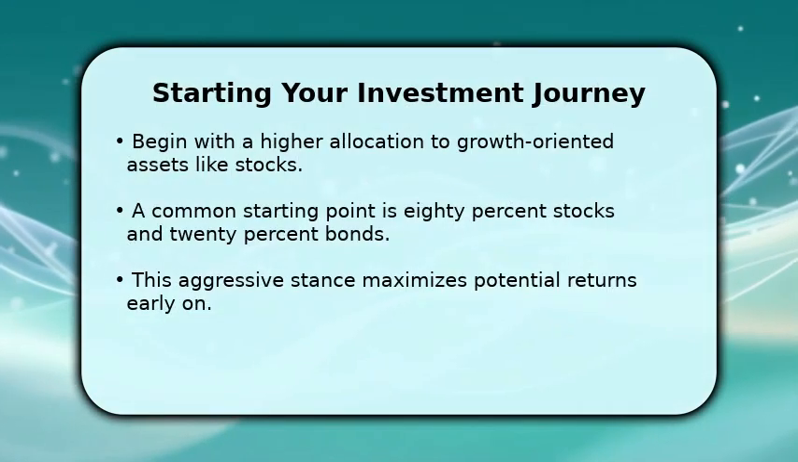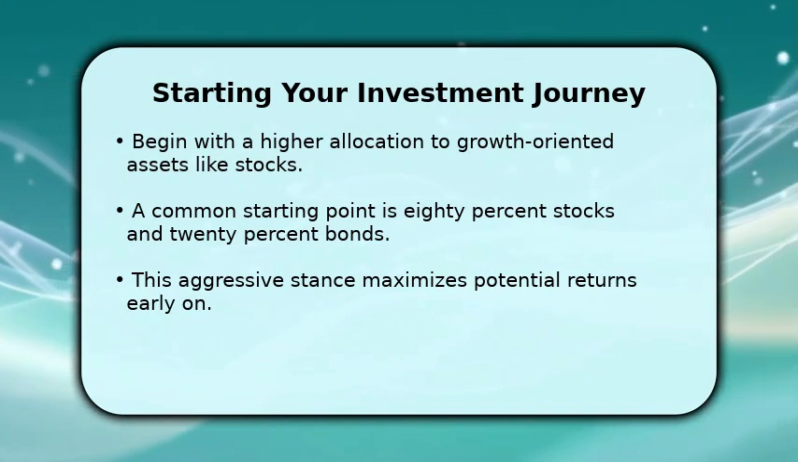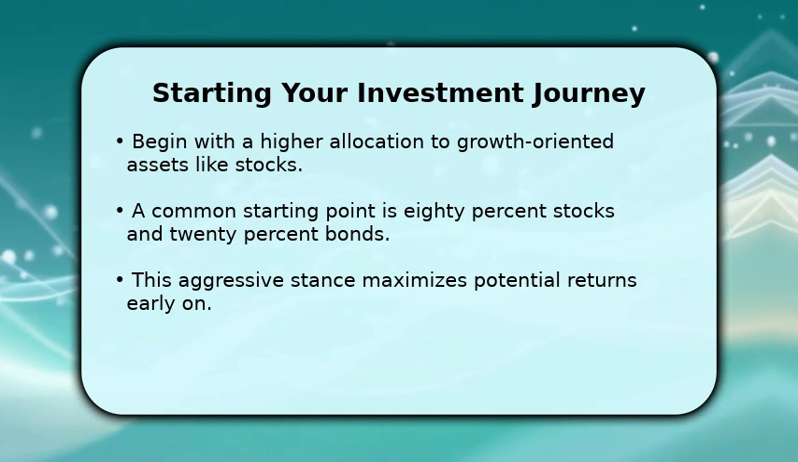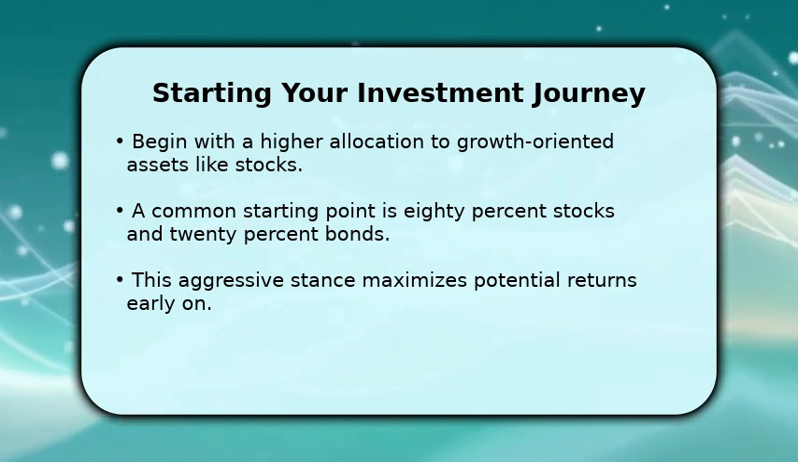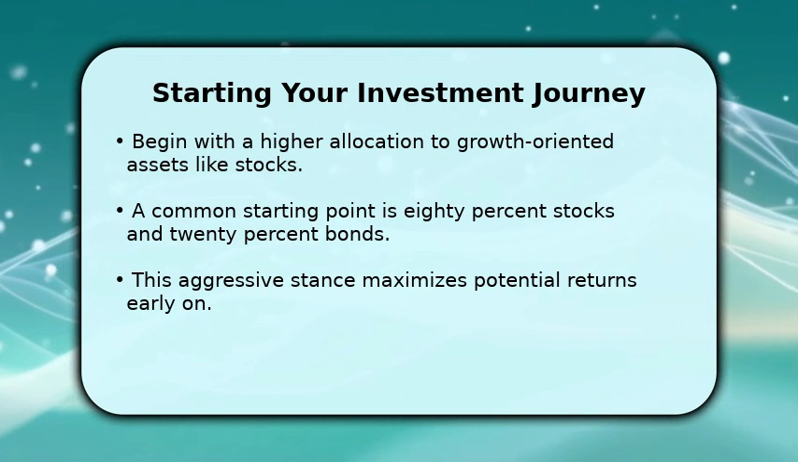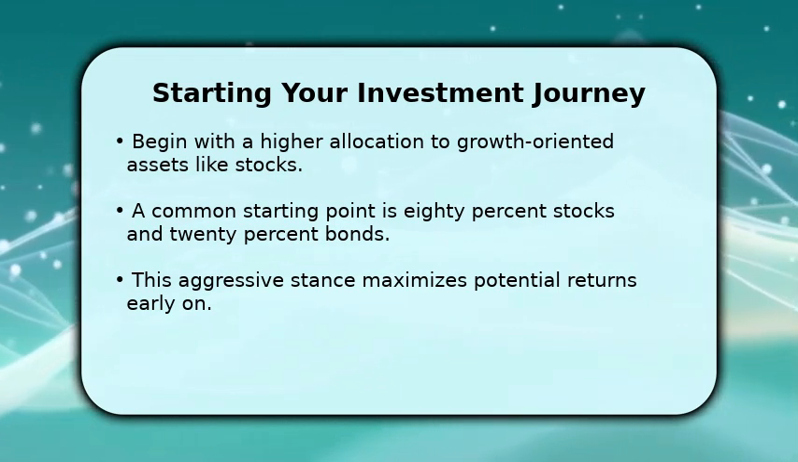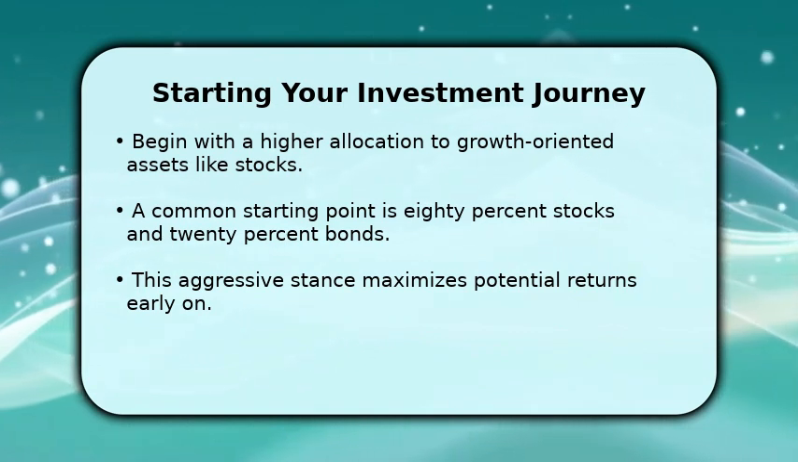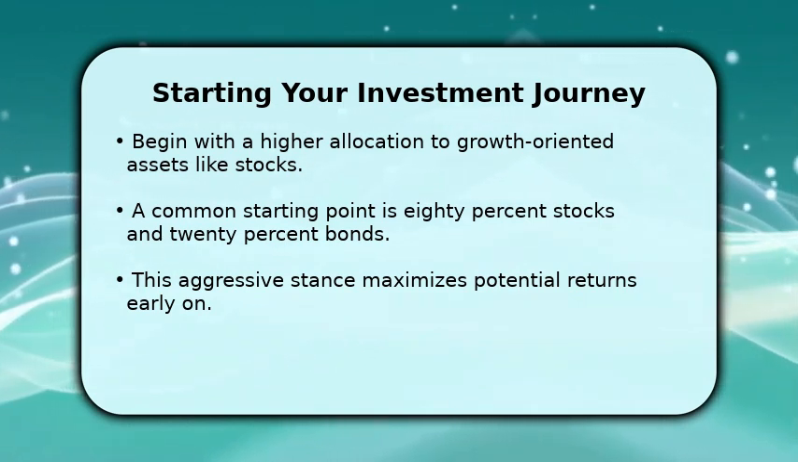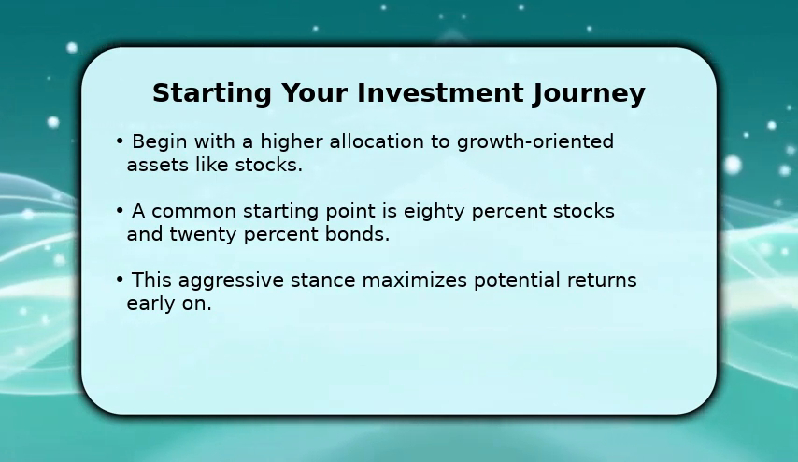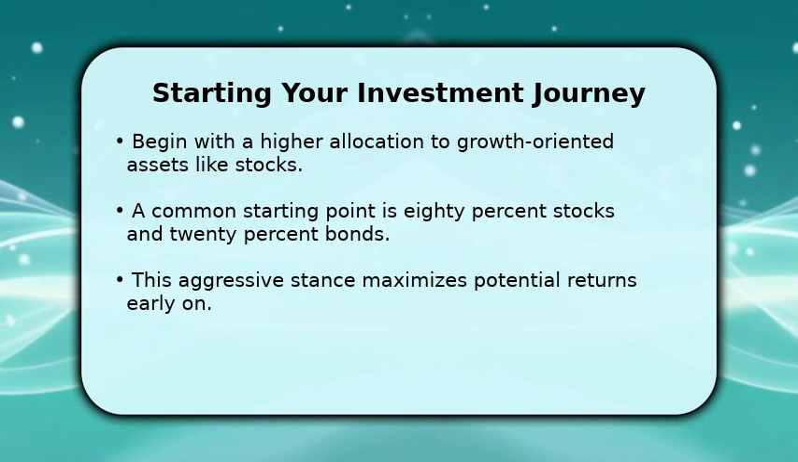To begin your glide path, you typically start with a more aggressive asset allocation. For instance, a common approach is to allocate around 80% of your portfolio to stocks and 20% to bonds. This initial higher exposure to growth-oriented assets aims to maximize your potential returns during the early stages of your investment journey, leveraging the power of compounding over many years.